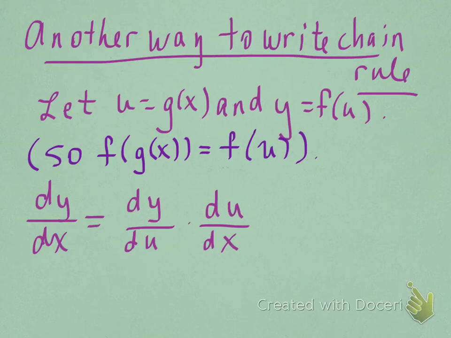And so on the left-hand side, we have dy dx. On the right-hand side, we have dy du times du dx. It kind of looks like you can cancel those du's and be left with a dy dx. You can't actually do that, but it looks like it. And notice that can help you. It's kind of a good mnemonic to help you remember the chain rule.